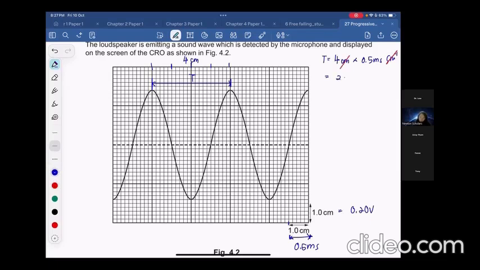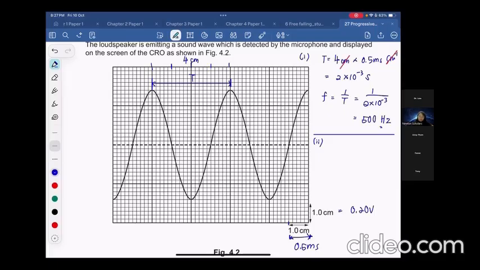Then after that, I get 2 times 10 to the power of negative 3 seconds, since milli is 10 to the power of negative 3. Frequency is 1 over T, which is 1 over 2 times 10 to the power of negative 3. So our answer should be 500 Hz, with a capital letter H. So this is the answer for number 1, how you find the frequency. Is that clear?